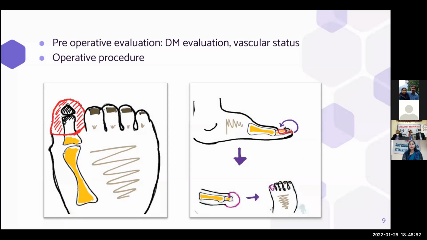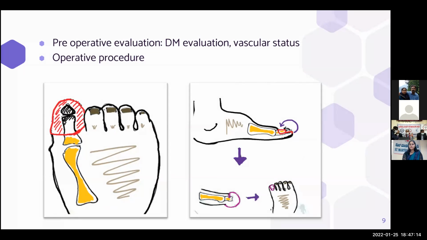All our patients were preoperatively evaluated with routine investigations. Diabetic evaluation was also done if the patient was diabetic. Vascular status was also assessed. And after proper informed consent, with all the risks and complications explained, the patient was taken up for the fillet flap procedure. This is a diagrammatic example of how we did a grade 2 fillet flap.